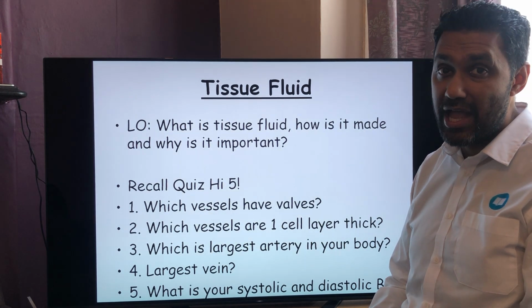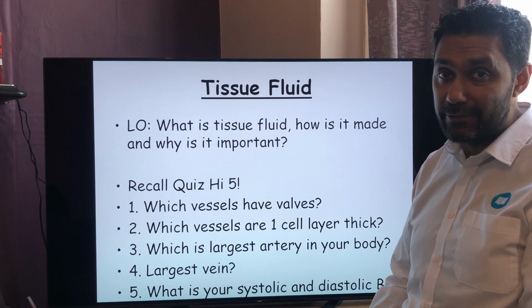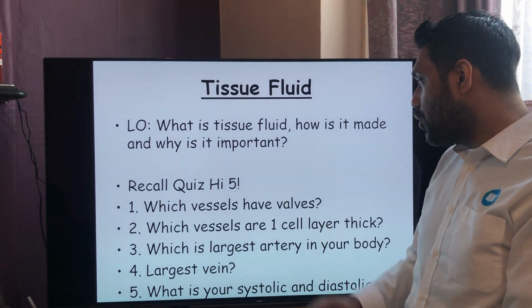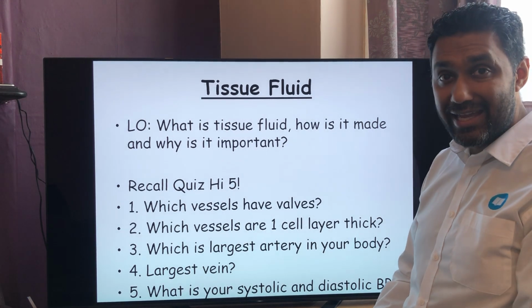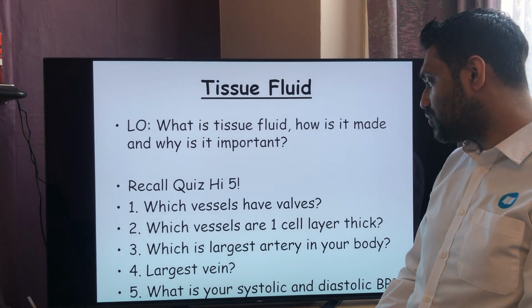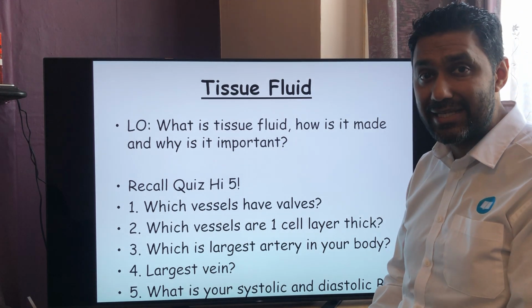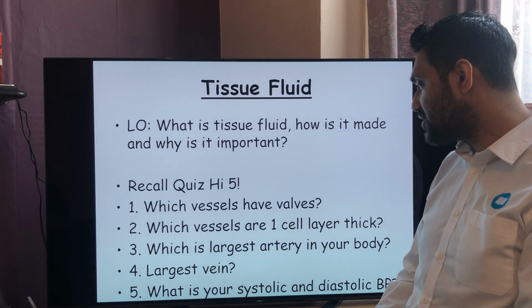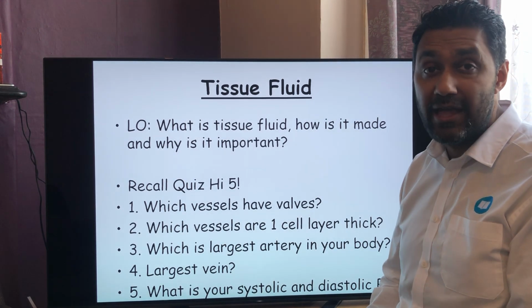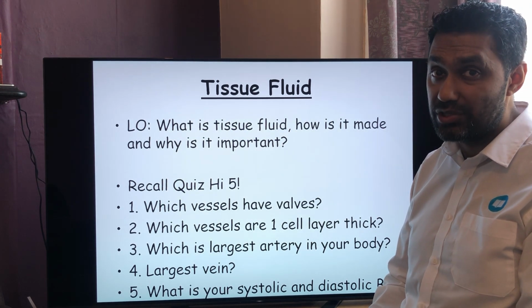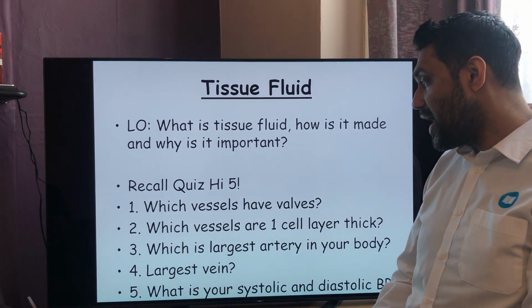If you press pause, just have a quick check that you've got those answers down and we'll go through them now. So, which vessels have valves? That is veins. Your veins have valves. Which vessels are one cell layer thick? That is your capillaries. Your capillaries are one cell layer thick. Which is the largest artery in your body? The one that leads from your heart is the aorta. The aorta is the largest artery in your body.